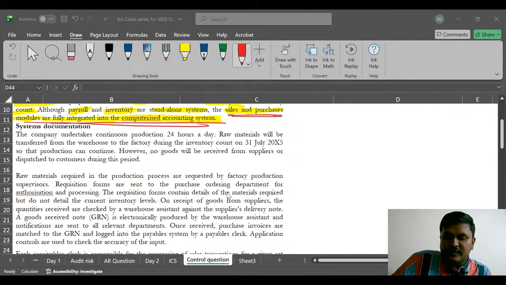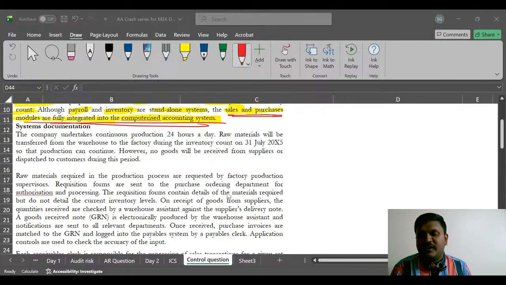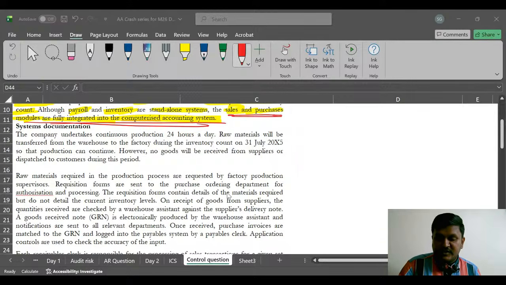Due to the continuous 24 hours production, and the raw materials always being taken out from the warehouse to the factory for production, there is a chance that the inventory count would go wrong. So how do you do this? I'll highlight and keep this as point one. So we have identified it; the identification is correct.